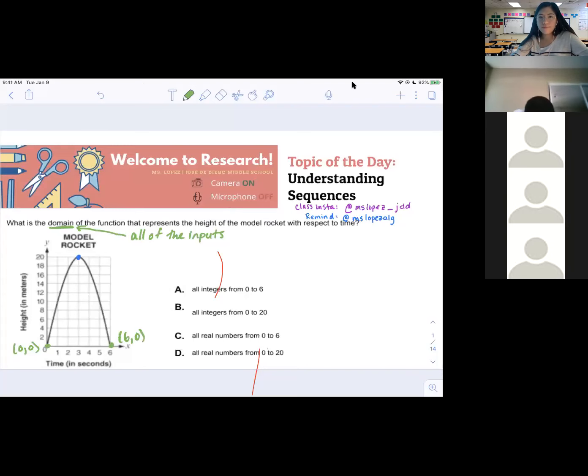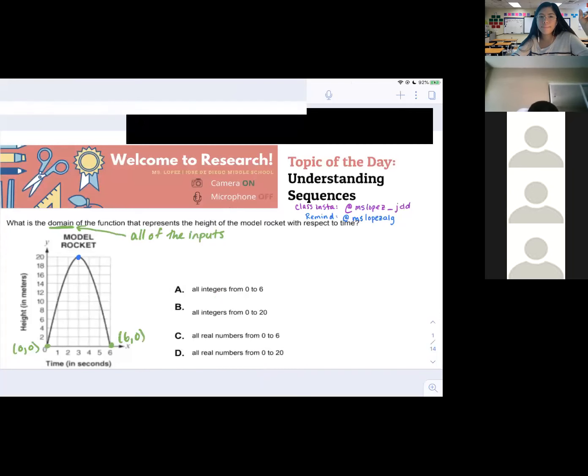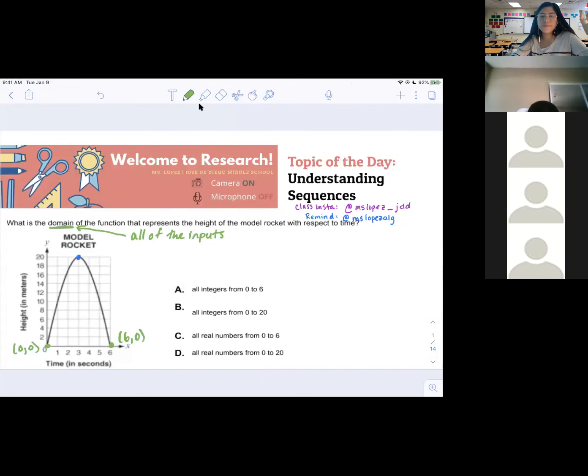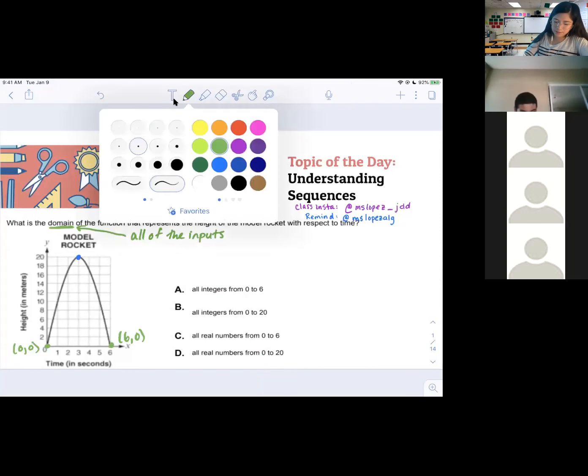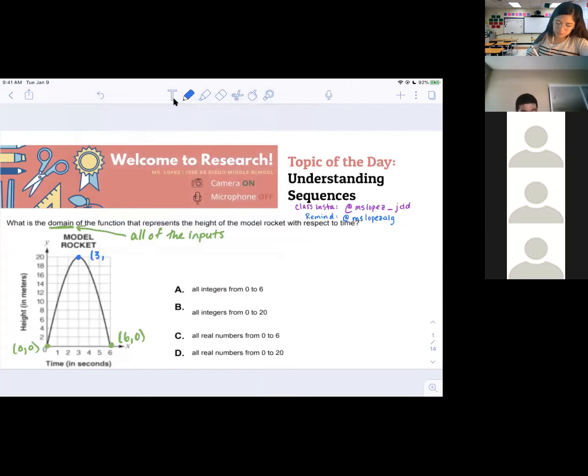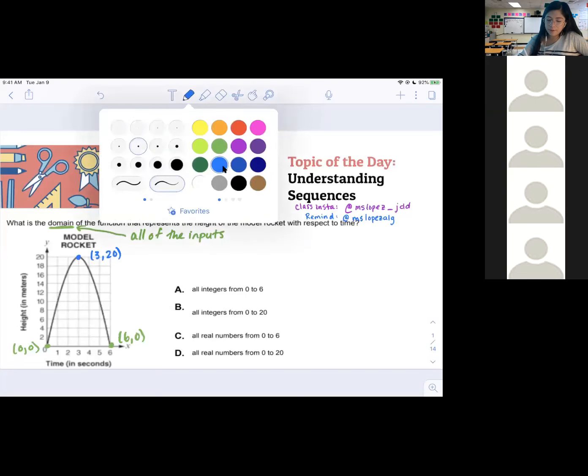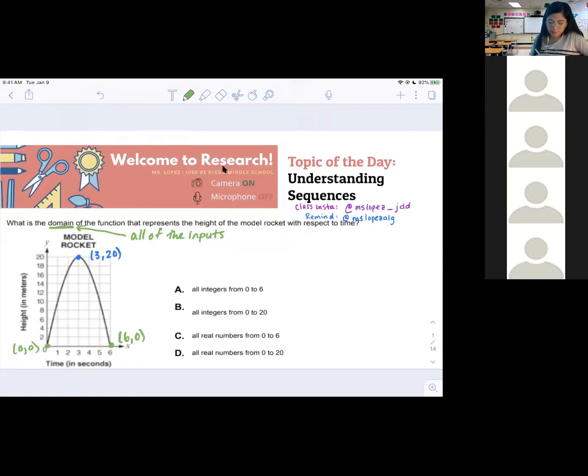Okay, so then I know that, what about the top point? What's the coordinate point for that one? The blue point. Yeah, 3 comma 20. So even though 20 is the highest number, is 20 the biggest input? No. What's the biggest input value? 6. 20 is not an input, 20 is the output. So the biggest inputs are from 0 to 6.